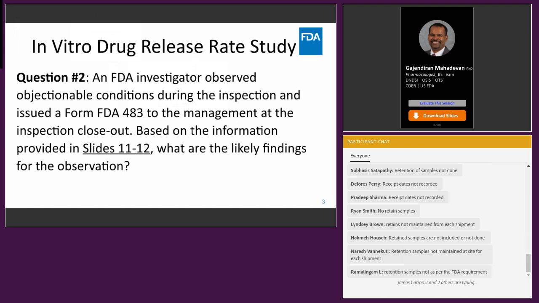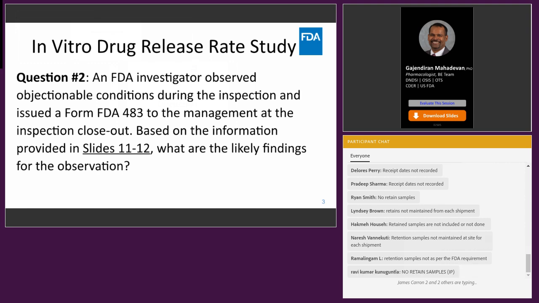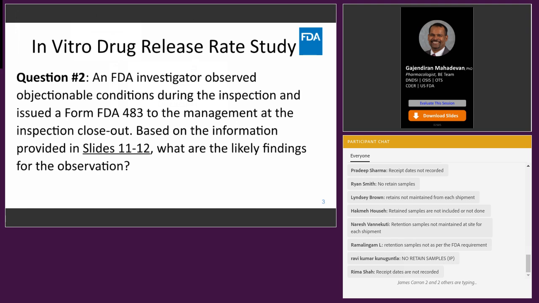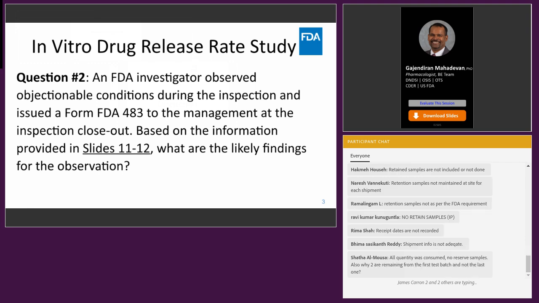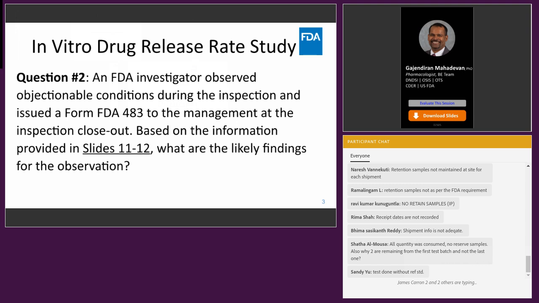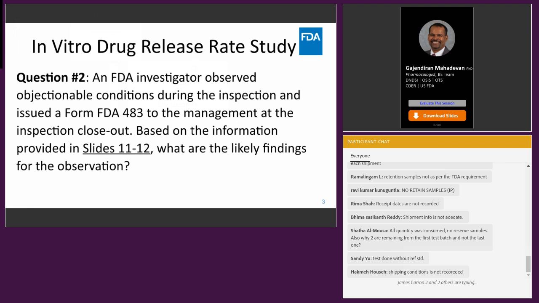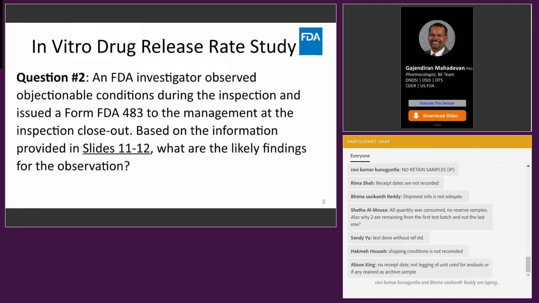There are a number of comments on retention of samples not being maintained at the site for each shipment. Yeah, that's absolutely correct. Retention samples are not as per the FDA requirement. Shipment information is not adequate. Exactly, all quantity was consumed and no reserve samples.